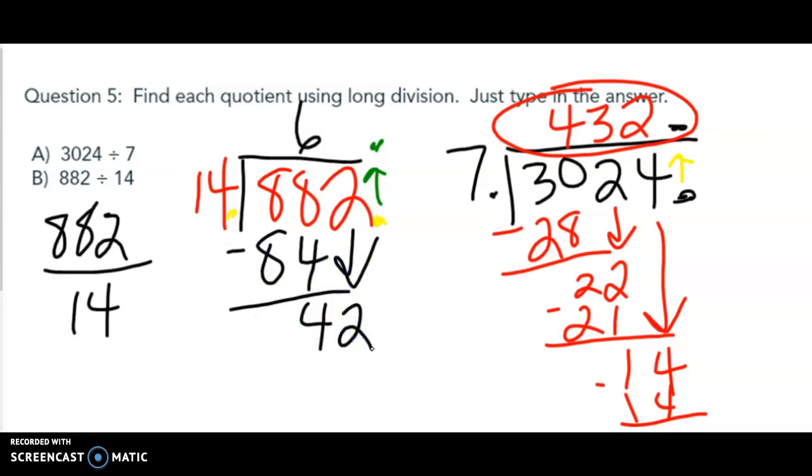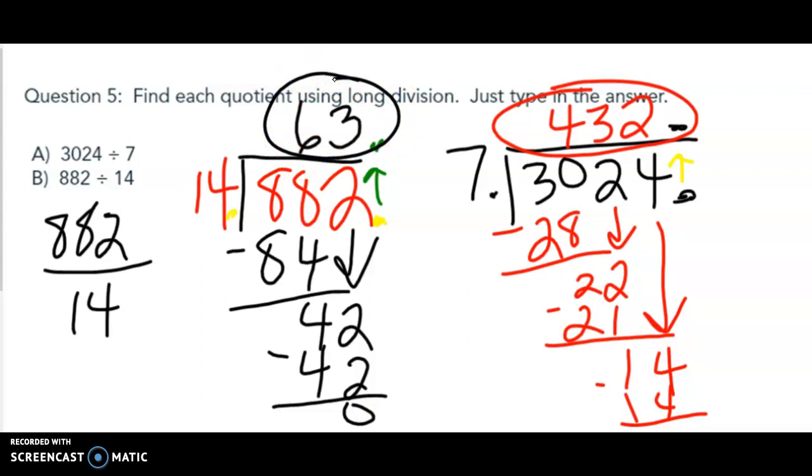How many groups of 14 can I get out of 42? I can get 3 groups. So I'm going to multiply again. 3 times 4 is 12. And 1 more. 3 times 1 is 3, and 1 more is 4. And my remainder is nothing. So for part B, the answer is 63.